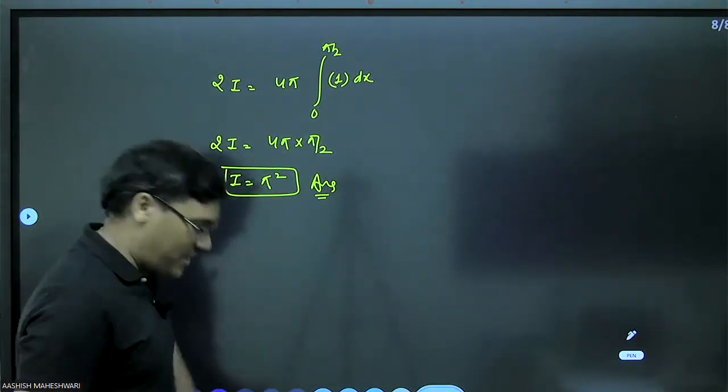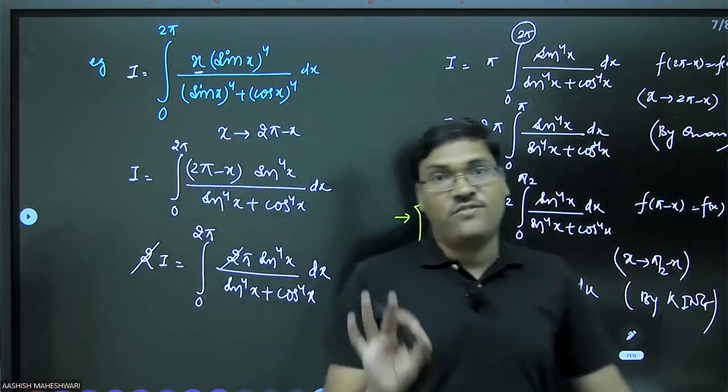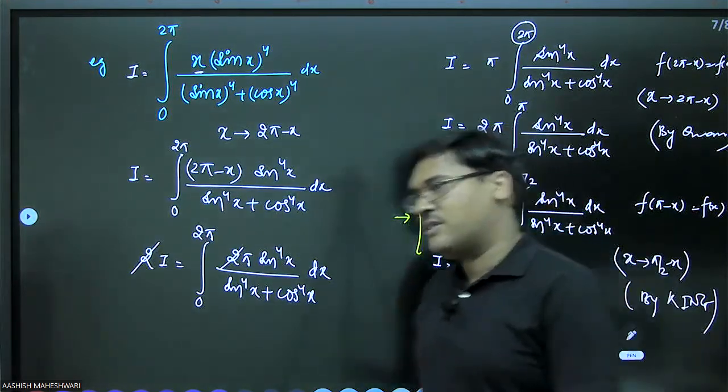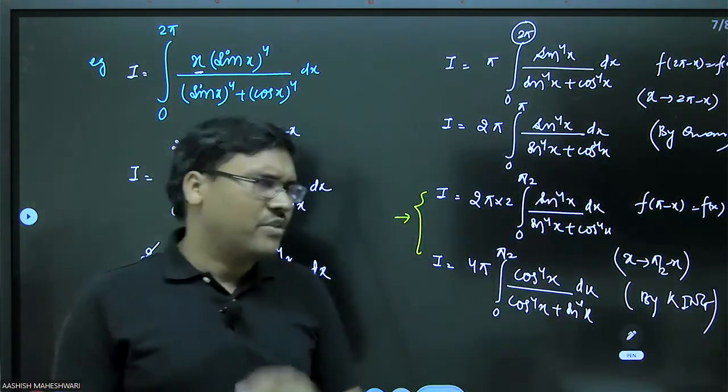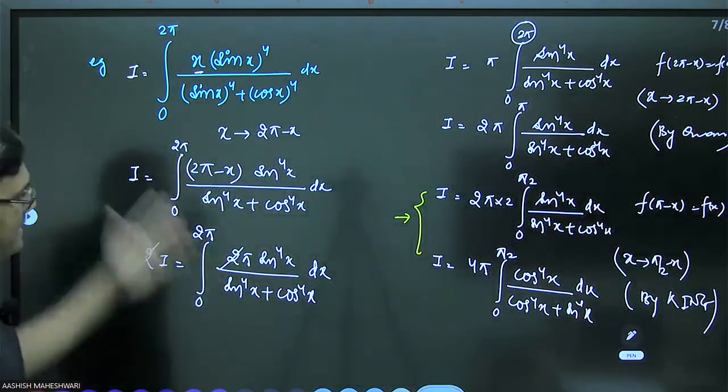So I hope you have enjoyed how we have applied different properties, the king and queen properties. Very important, very powerful properties. IIT generally asks questions on these two properties also. Okay, very common property, very common question. This question was also asked in IIT JEE, right?